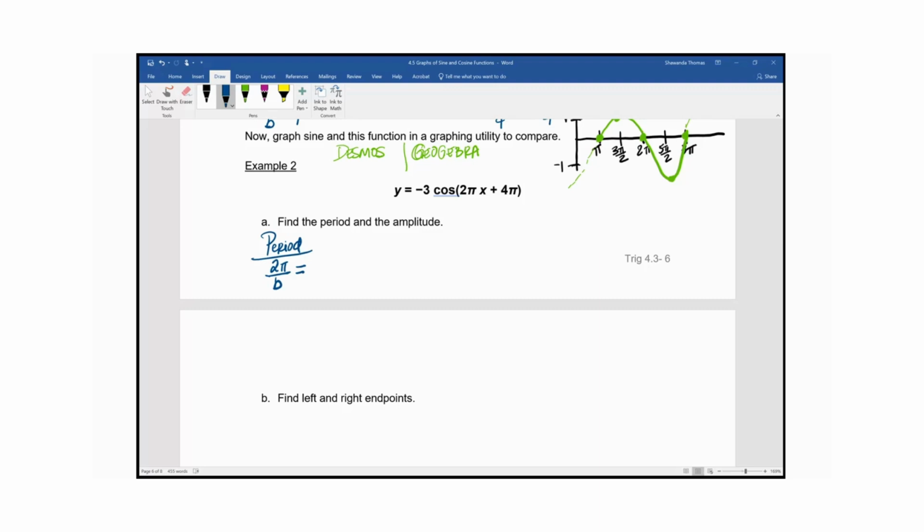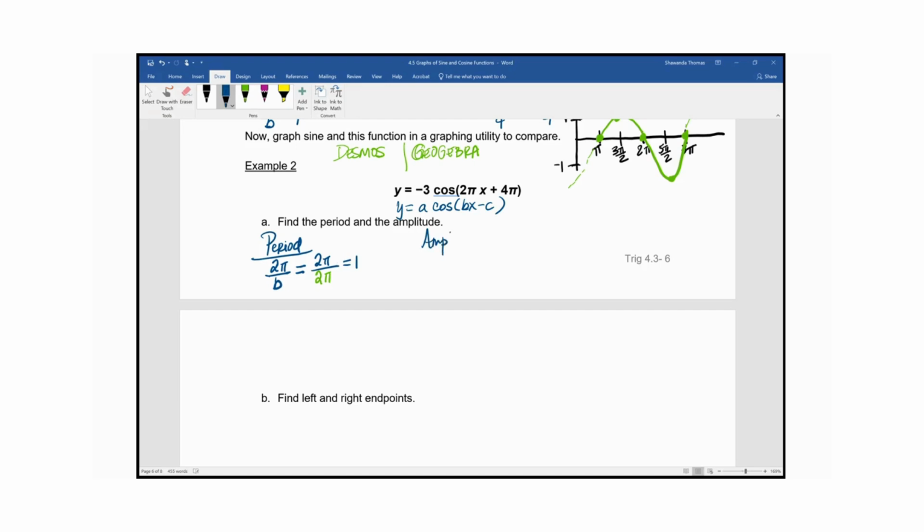2 pi. 2 pi is correct. So again, if we had to write out that formula, y equals a cosine bx minus c, then the b is what's in front of the x, or the coefficient of the x. So that's 2 pi. 2 pi divided by 2 pi, we know is 1. So we have a period of 1.